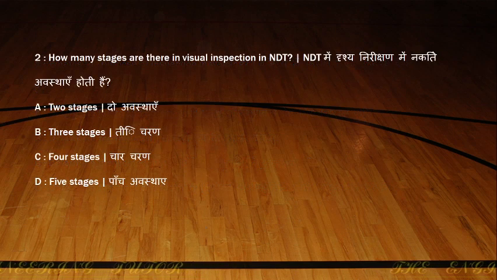How many stages are there in visual inspection? Visual inspection is a type of NDT inspection. NDT means non-destructive test, in which there will be 3 stages. That is before welding, during the welding, and after the welding. So there will be 3 stages in the visual inspection.